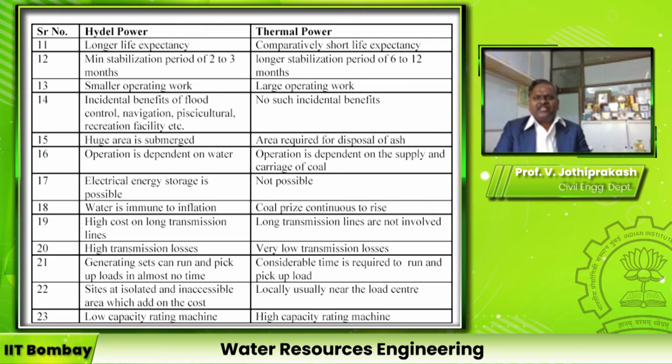In thermal power, the area required is very less, and more area is required only for disposal of ash. The hydropower operation is dependent on water. When there is no water, we cannot produce hydroelectric power. But when there is a continuous supply of coal, you can produce thermal power.